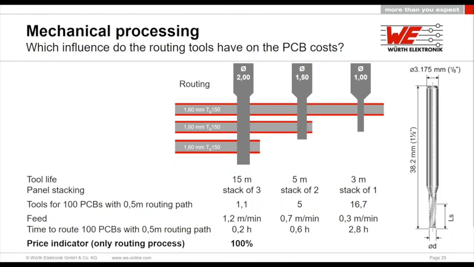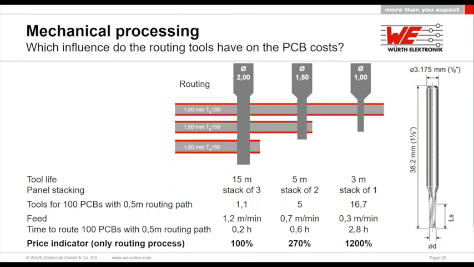So again, I took the 2 millimeter as 100%, and you already see when we change to a 1.5 millimeter tool, we increase the cost. It's only for the routing process, so not for the overall PCB. We increase the cost by a factor of almost 3. When we go down to a 1.0 millimeter tool, it's a factor of 12. Why this? Well, it's because of the combination.